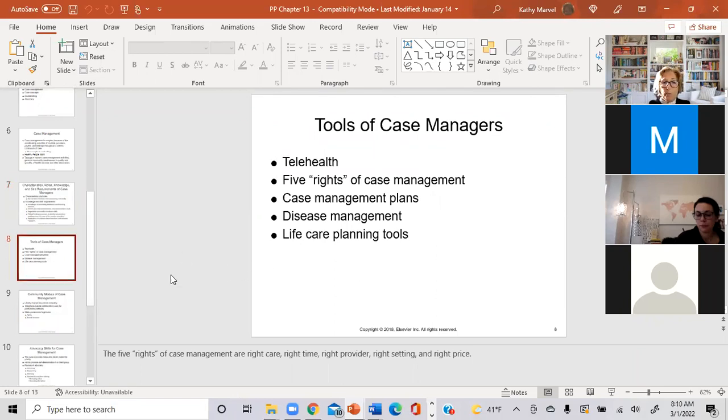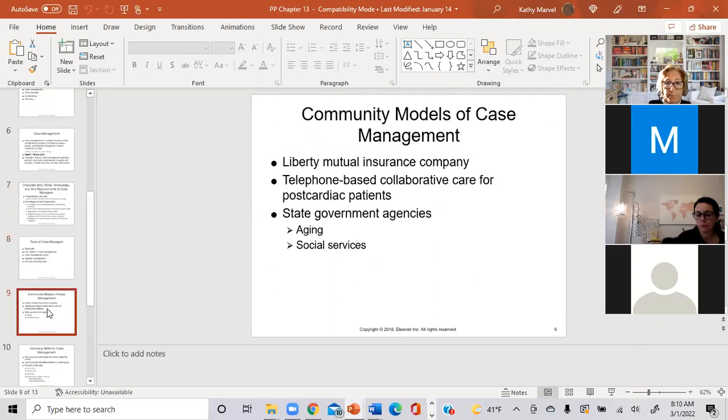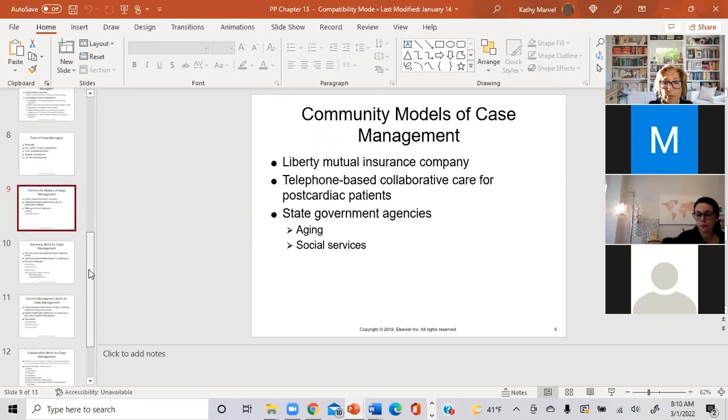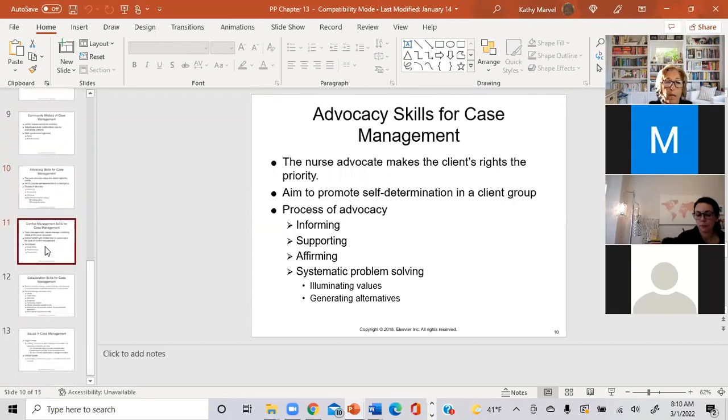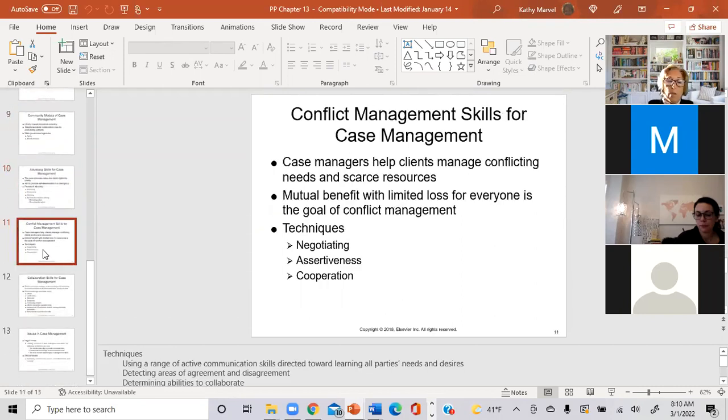Okay, some tools for case managers. Community models for case management. Advocacy skills for case management. So this chapter is about how a case manager functions in a variety of different settings. You have case managers in the hospitals, case managers in hospice, case managers in home health.